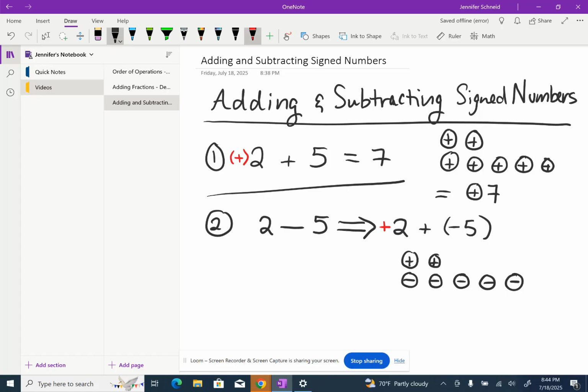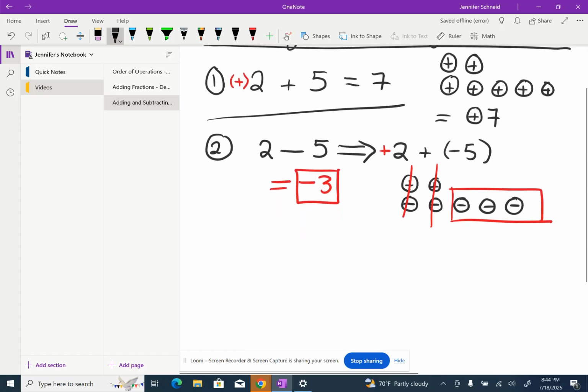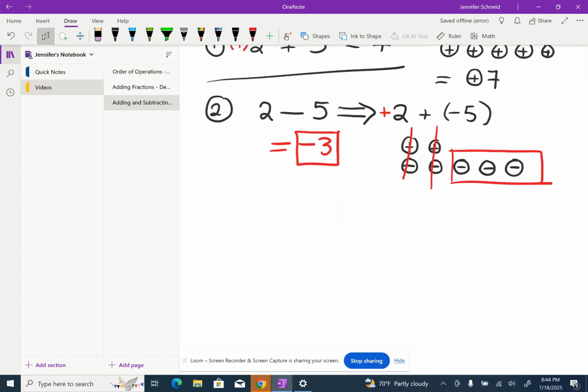And so if we cancel out, we know a positive and a negative make 0. A positive and a negative make 0. What is left over? We have 3 negatives. And so 2 minus 5 is negative 3. Another way to think about it is if you gain $2, but then you lost 5, you're basically 3 in the hole, or minus 3. So 2 minus 5, 2 plus a negative 5, that gives us a minus 3 or negative 3.